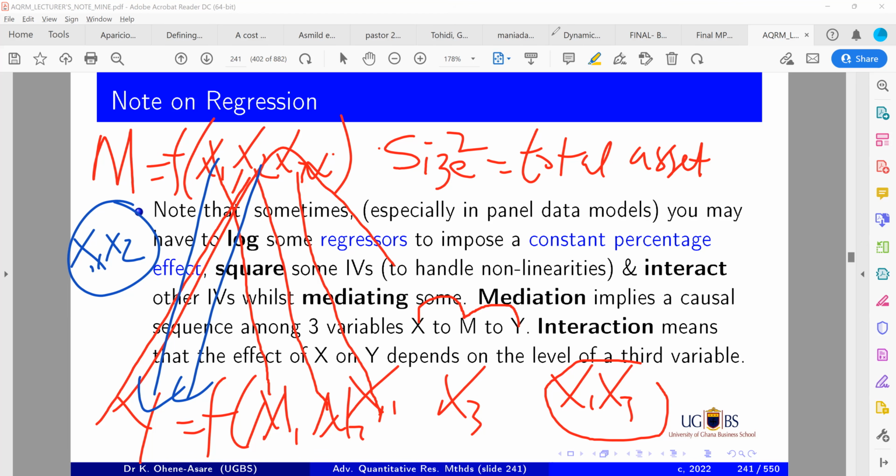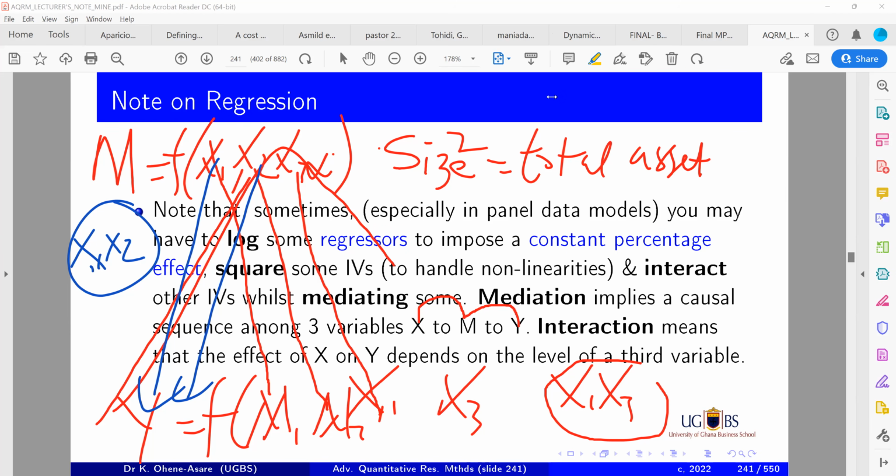Yes, Francis. So if I get you clear, mediation is like, say you're using M as an instrument for X. Exactly. Yes, mediation, you're using it as an instrument. So later on, that is latent and it's affecting this one. All right, thanks.